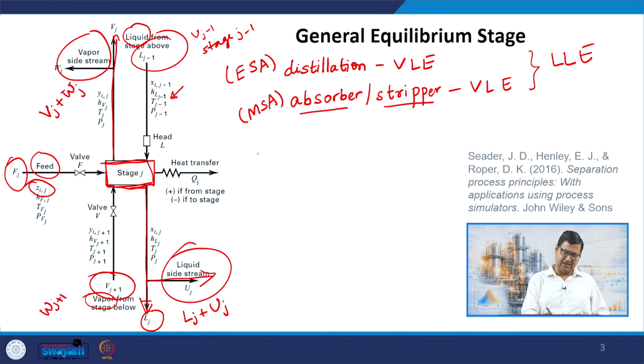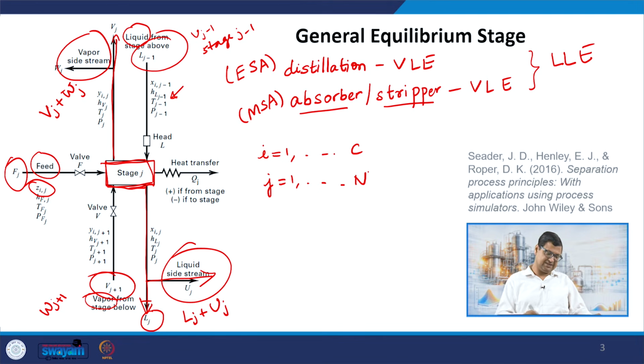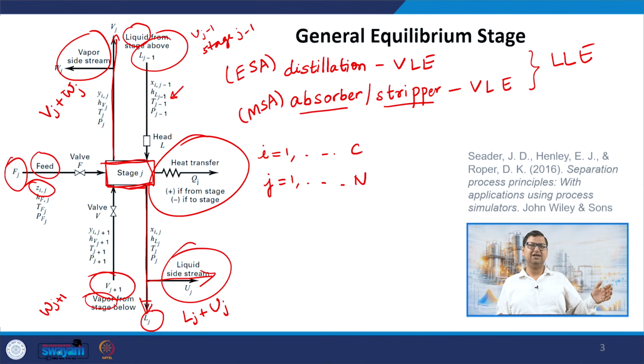So, I represents the component. I goes from 1 to C, and J represents the stage, and J goes from 1 to N. In every stage, we can also remove some heat. So, Qj is the heat removed from the stage. It is going to be plus when it is taken away from the stage, and it is going to be minus if it is added to the stage, right. So, the way we have defined this is going out is considered positive.